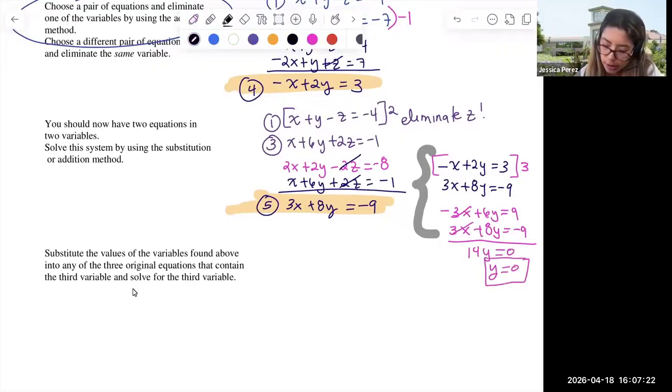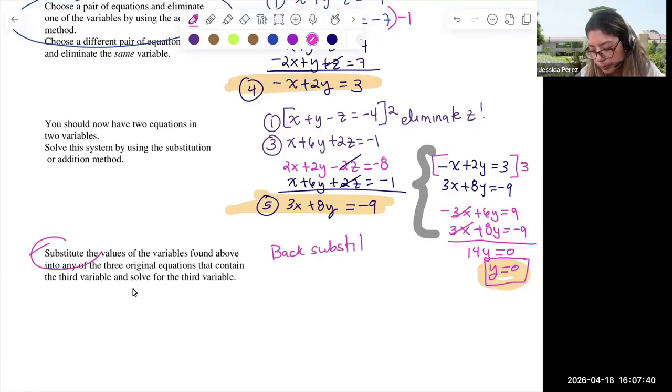So since we solved for y to be 0, I have to back substitute into equation 4 or 5. So you're going to back substitute the solution into equation 4 or 5. I'm going to plug it into equation 4. So it's -x plus 2y equal 3. -x plus 2 times 0 equal 3.